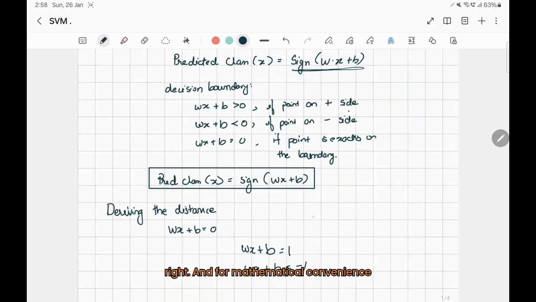For mathematical convenience, we assume a positive class if wx plus b is equal to 1, and minus 1 otherwise. This is just for convenience, by the way.